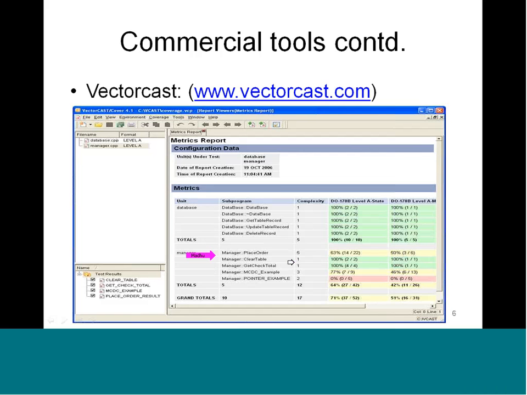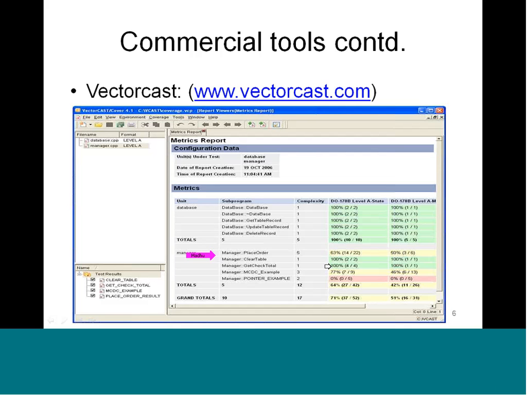And complexity of other pieces is 1, 1, here it is 3, last one is 2. So there are total 12 complexity measures that are being tested here with the help of VectorCast, and the coverage is something like 63% in the first, where the place order is being executed, and the coverage is 14 out of 22. That means the coverage needs to be done for 22 executable statements or decisions or whatever it is, but out of which only 14 of it have been covered, saying that 63% have been covered.